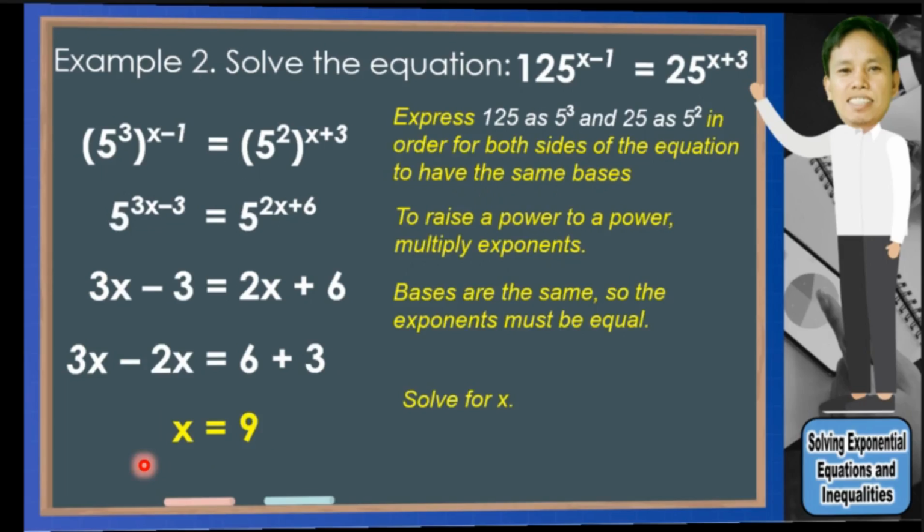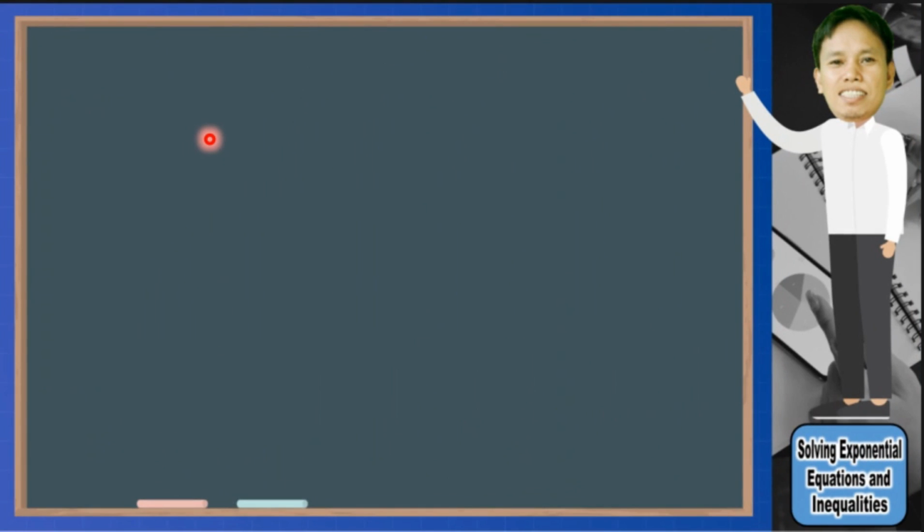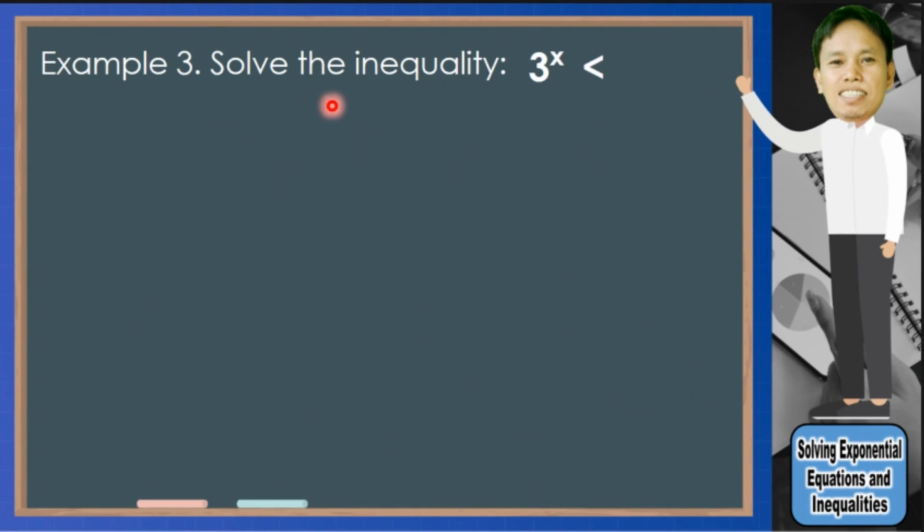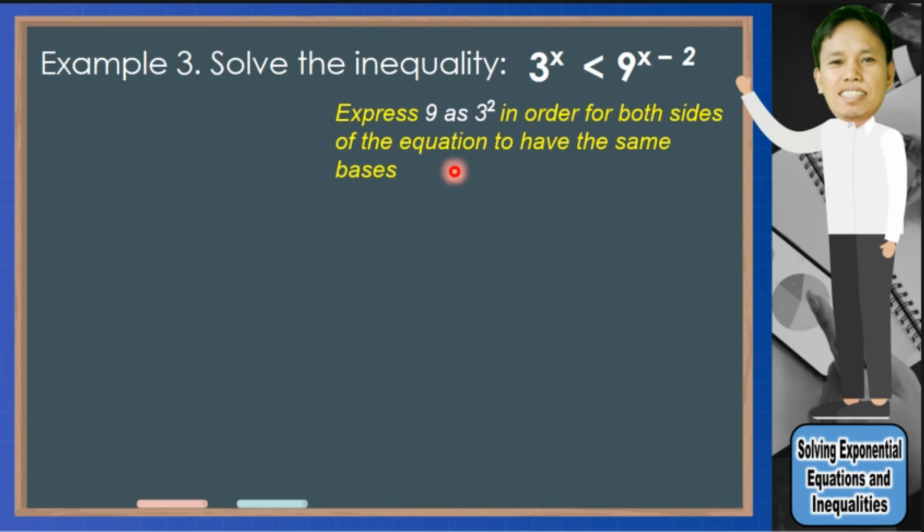So let's have another example, and that is for the exponential inequality. Example number 3. Solve the inequality 3 raised to the power of x is less than 9 raised to the power of x minus 2. So we have to express 9 as 3 to the power of 2 in order for both sides of the inequality to have the same base. Then we have 3 raised to the power of x is less than 3 raised to the power of 2, parentheses, raised to the power of x minus 2.